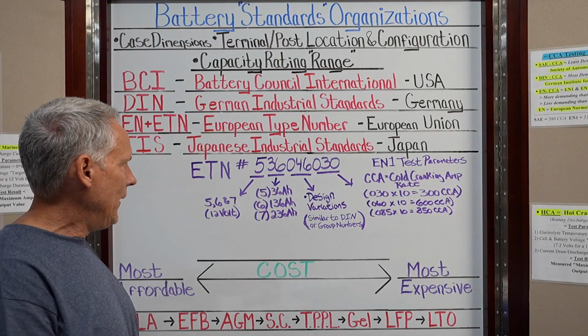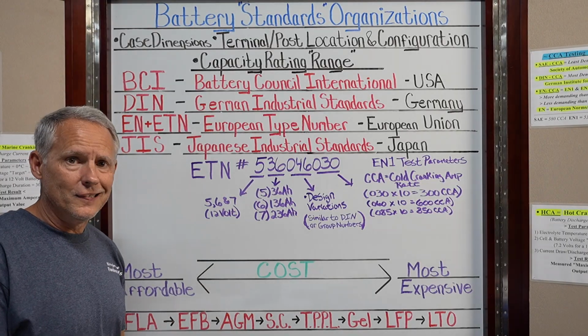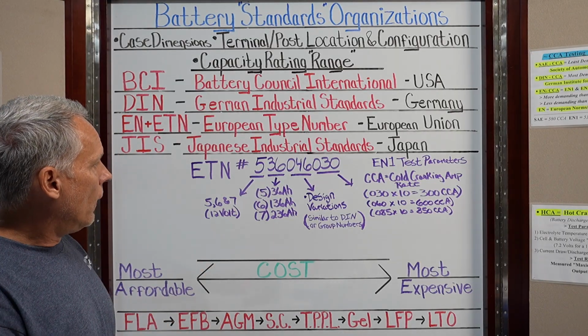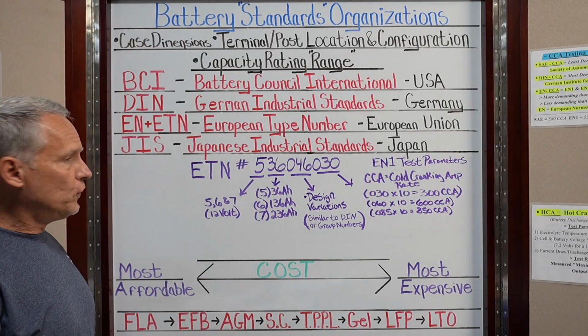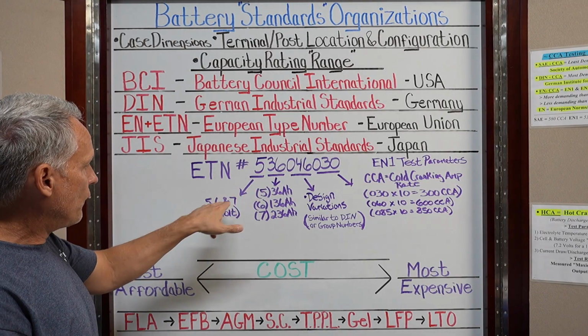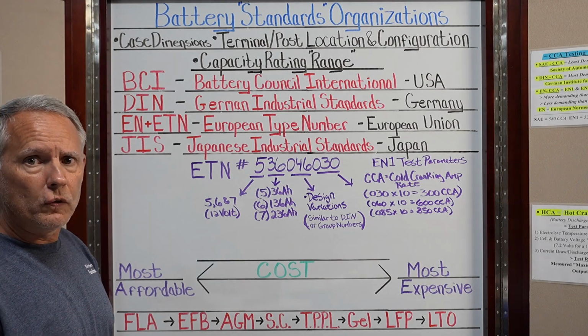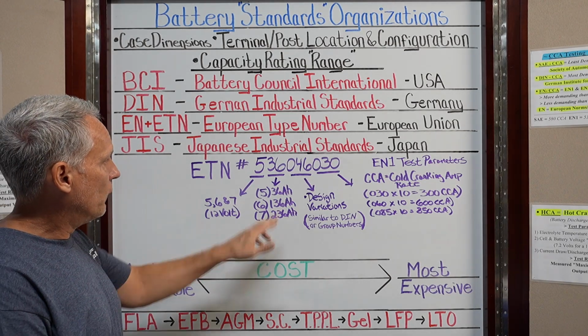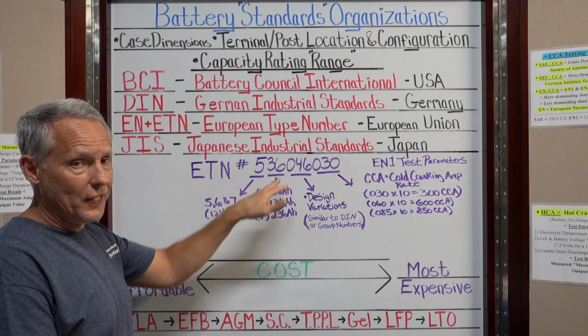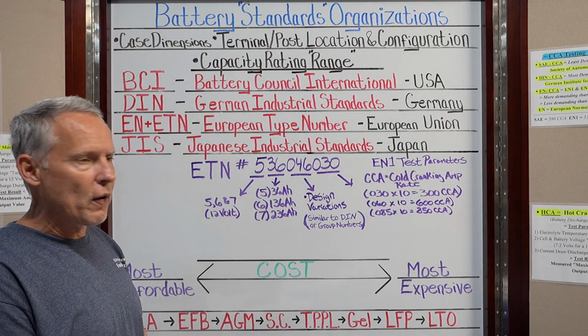Okay, so on to the ETN number. ETN number, like I said earlier, is a 9-digit number. Here's an example, 536046030. Just like the DIN, the first digit, 5, 6, or 7, would denote a 12-volt battery. If it was 1 or 2, it'd be a 6-volt battery. The second and third numbers, 36, is an amp hour rating.